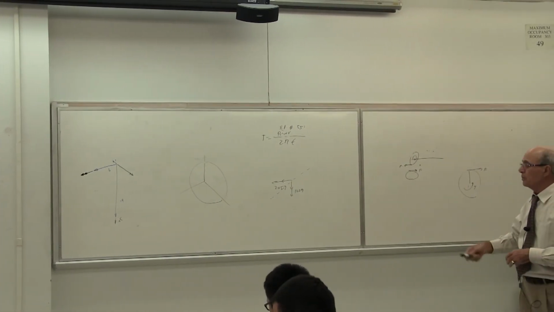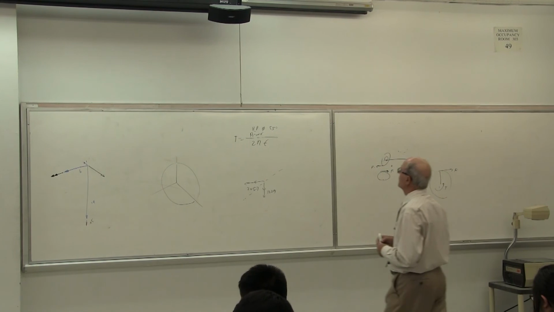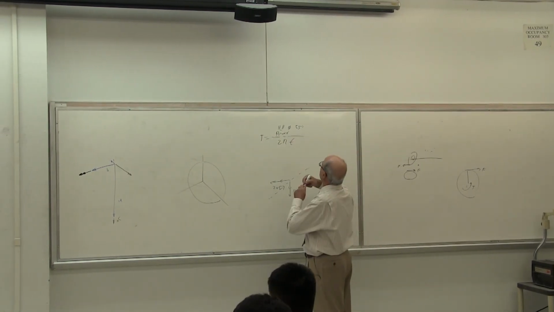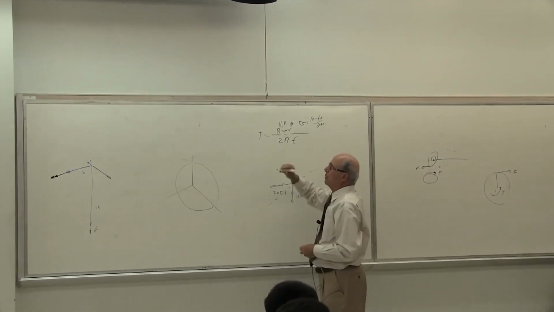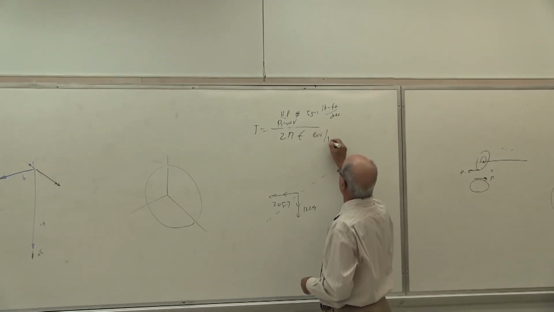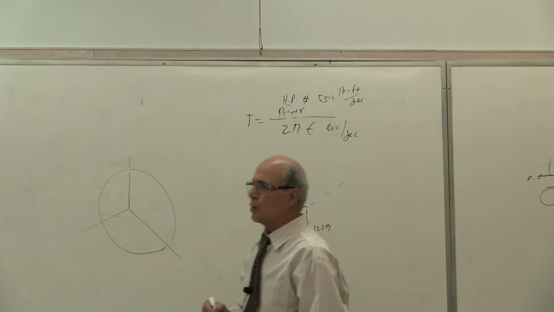You go to the problem there. You can figure out what system it is in. You don't even have that one. This is 550 pound-foot per second, everybody. And this is revolutions per second. So that sort of thing. So it should be easy.